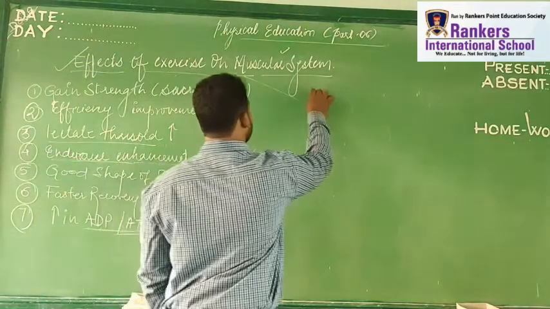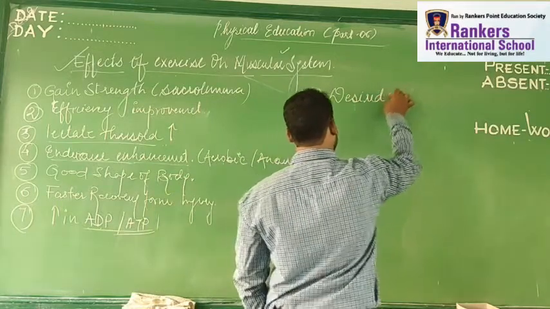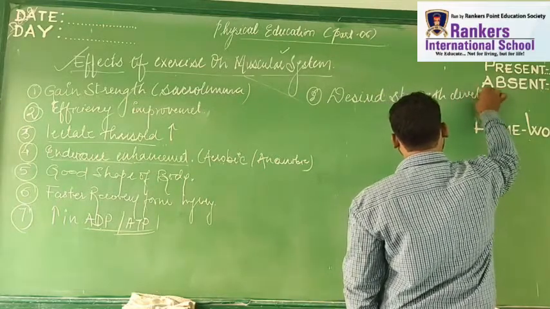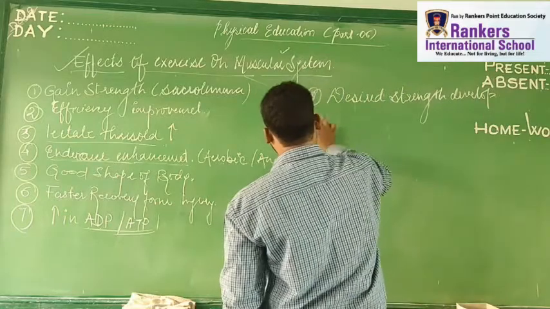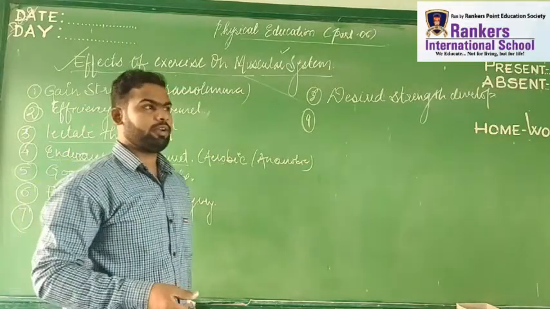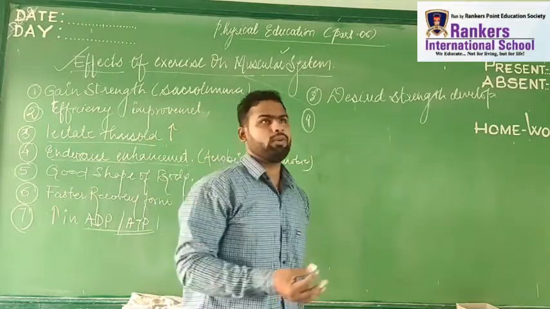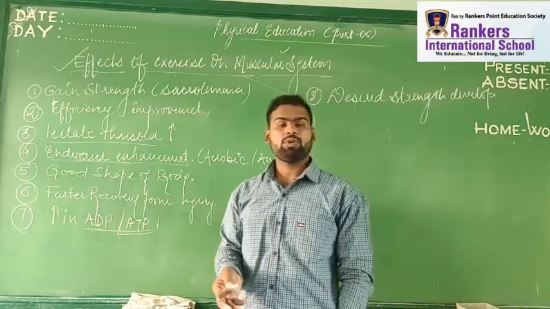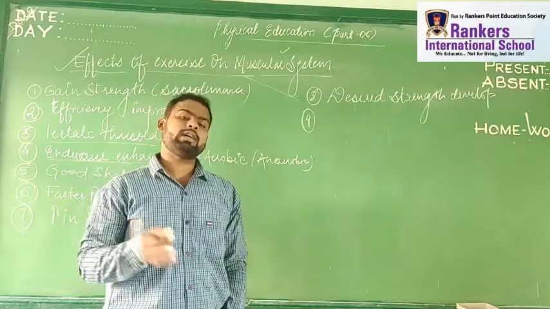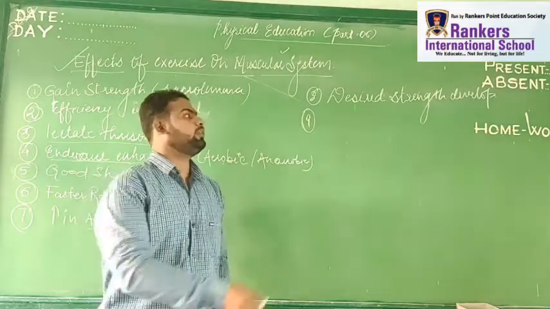The 8th point is desired strength development. Next, the 9th is, but first let's talk about desired strength. When you are doing exercise for powerlifting, weightlifting, or you are in an individual game like shot put or javelin throw, in any game, whatever kind of strength, whatever amount of strength you want in your body, you can develop.